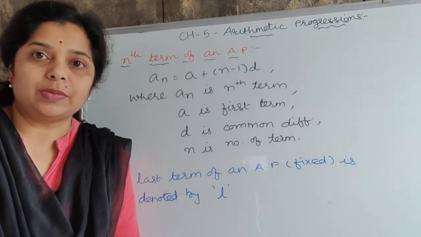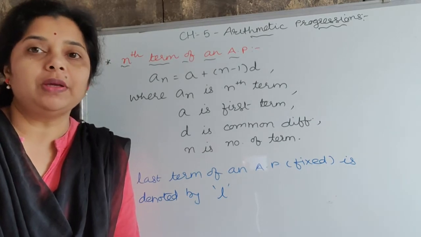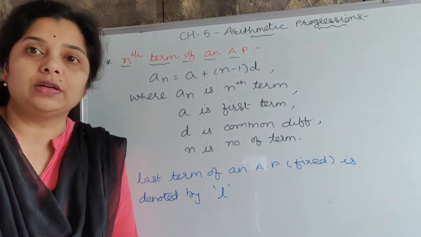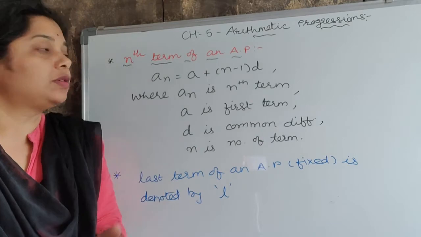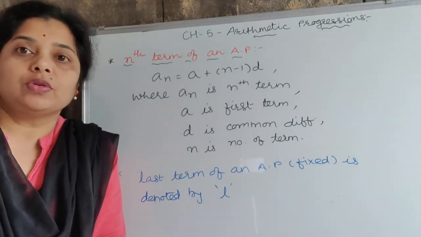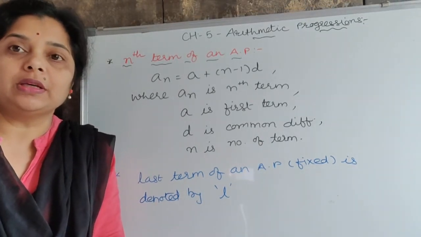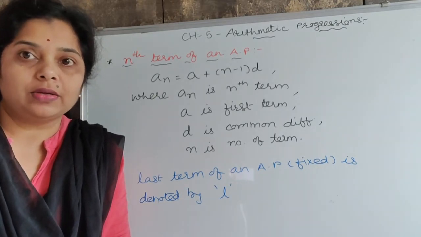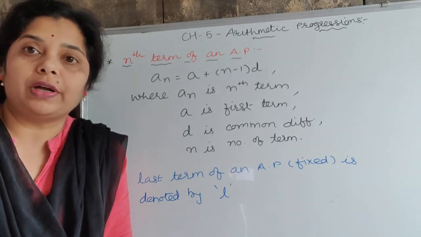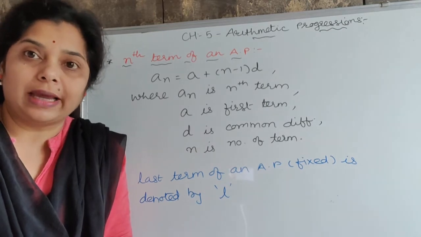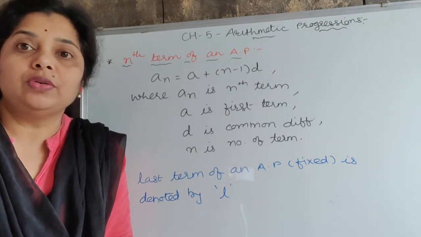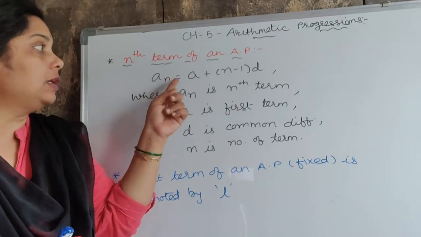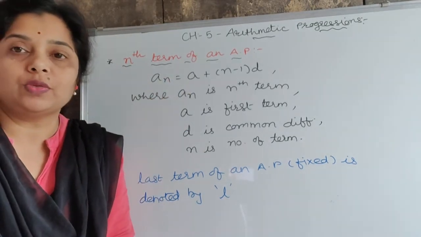We will continue chapter number 5, AP, and we are going to study the new topic, nth term of an AP. So what is the nth term? It means if the total terms in an AP is n, and we want to find that nth term, we can use the formula an is equal to a plus (n minus 1) d.